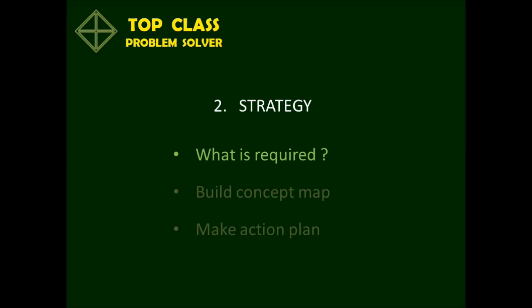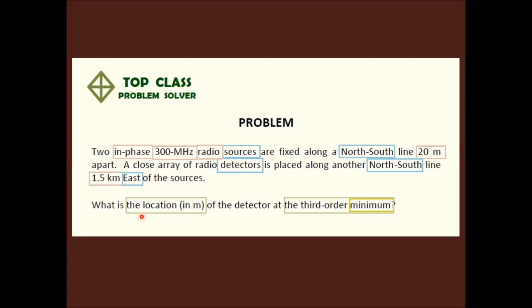The first step of the strategy is to determine precisely what is required. We are required to find the location in meters of the third order minimum. This would correspond to our parameter little l in our model.